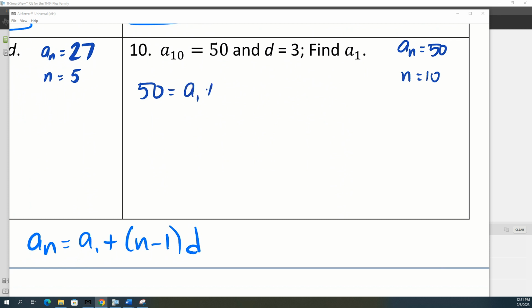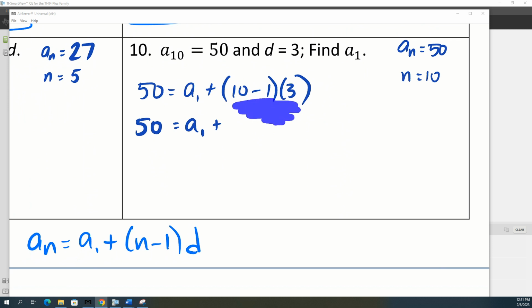All right, and then I'm just going to plug everything into my formula. And the only thing missing should be a sub 1. Okay. So then I'm gonna do this.